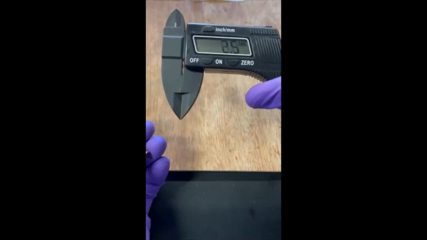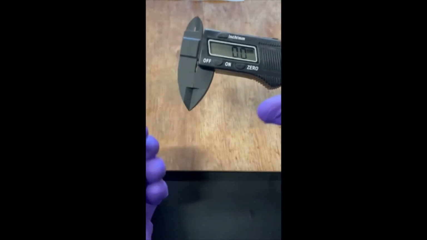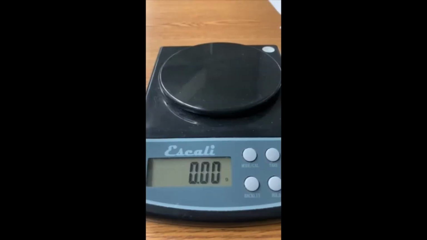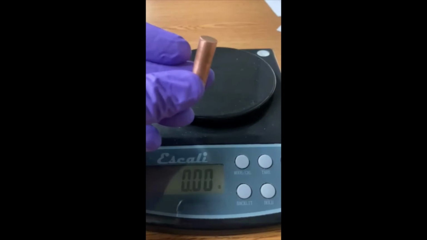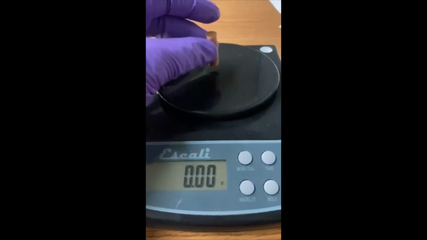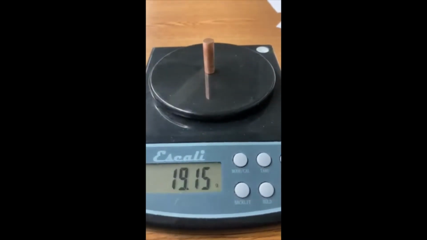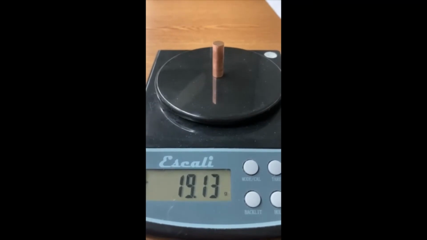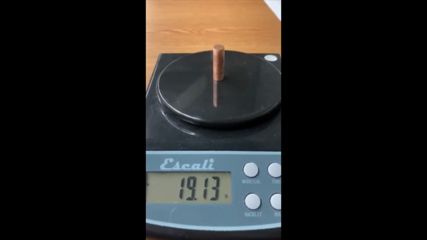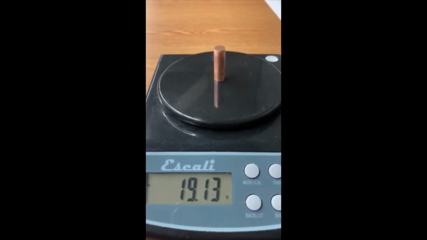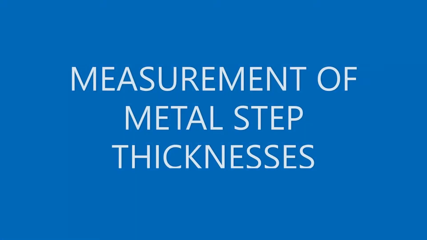Next, we place the cylinder on the balance and measure its mass to be 19.13 grams. Now we can take the measured mass combined with the volume calculated from the measurements of the dimensions of the sample, and we can determine the density of the material.